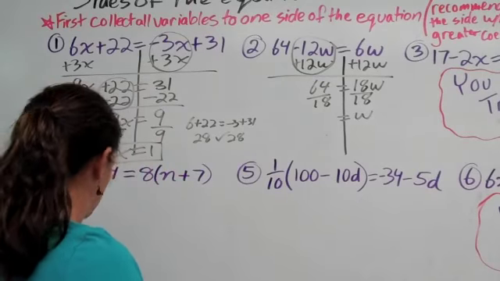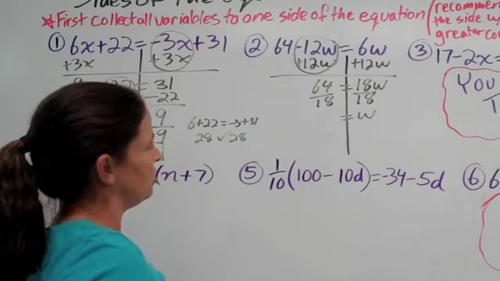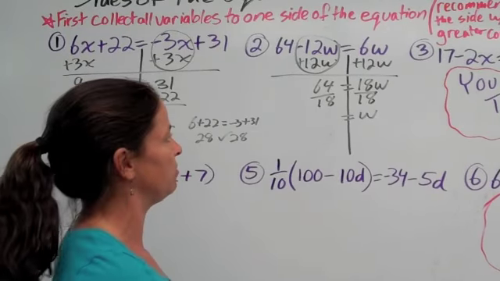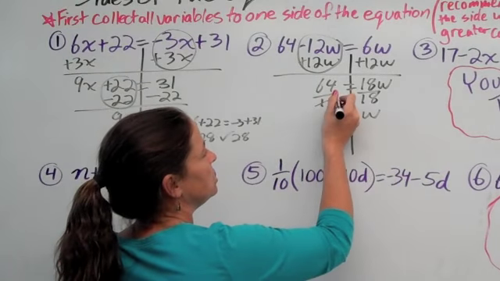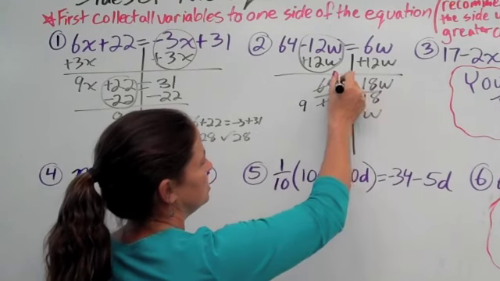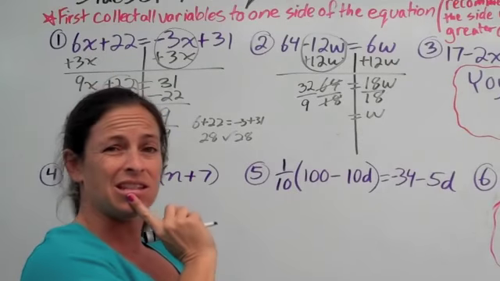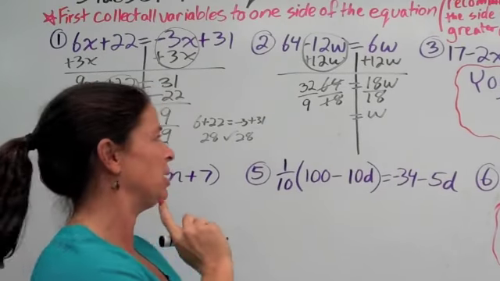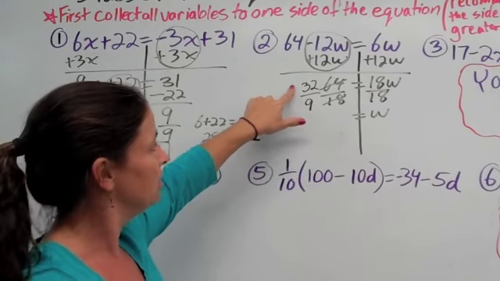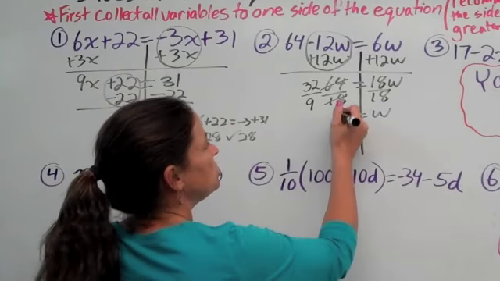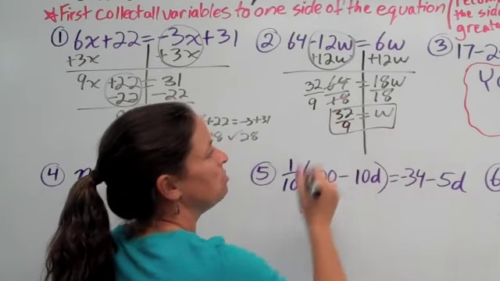64 over 18 would be an answer, but I would like to simplify that. I'm not sure if it works out evenly, so I'm going to start by simplifying maybe with a 2. And 2 goes into 18 9 times, and 2 goes into 64 32 times. So I have 32 over 9. Can I think of anything else that goes into both 32 and 9? No, the only factors of 9 are 1, 3, and 9, and that's not going to help us. So my answer is 32 over 9 equals w.